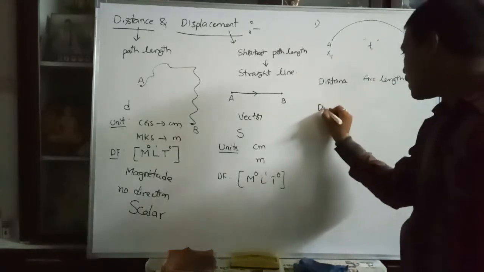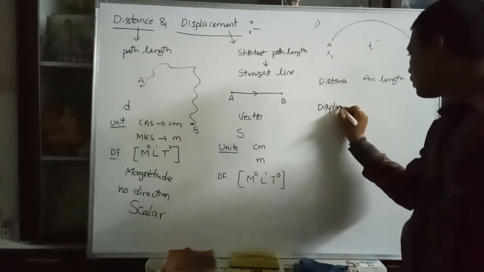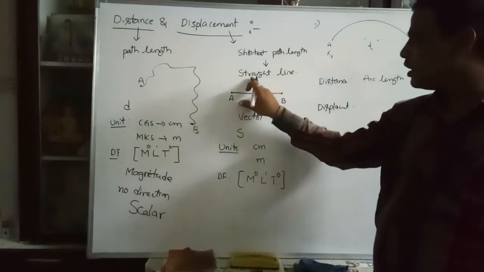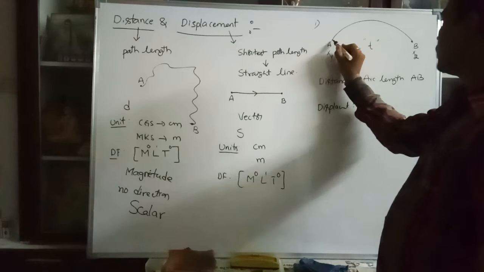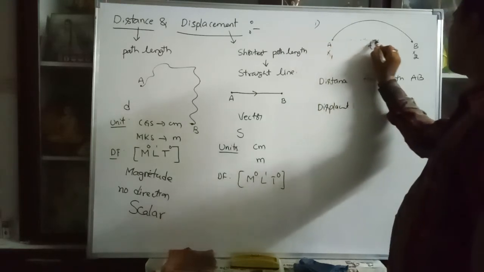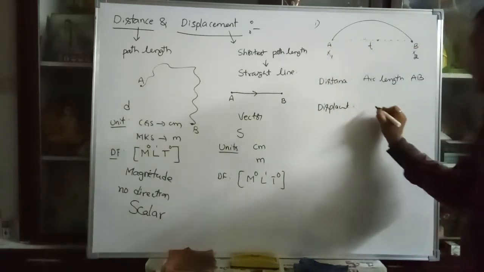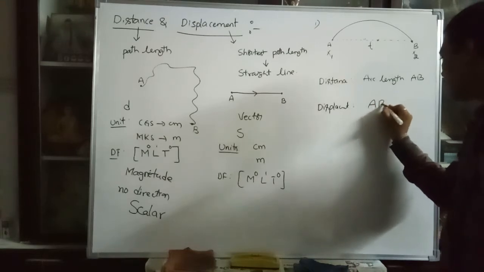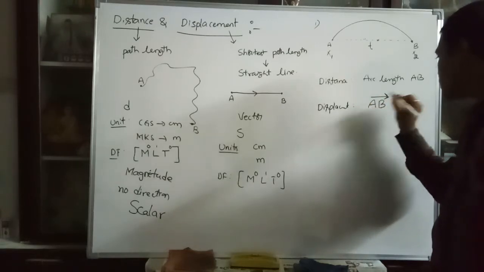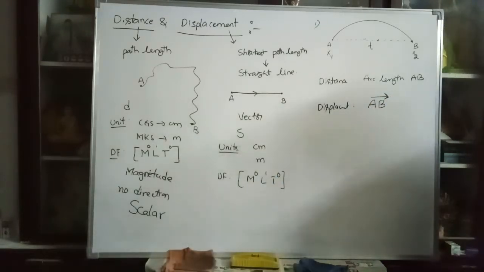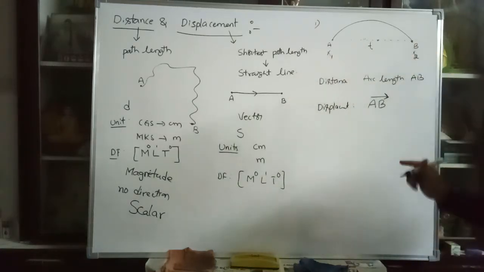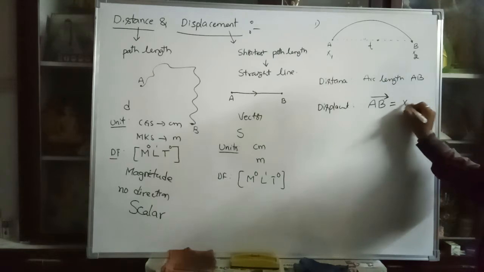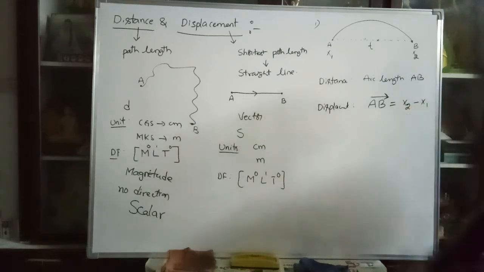What is displacement? Each and everyone knows displacement is the shortest path. The shortest path is nothing but a straight line. So you can draw one straight line from the initial point to the final point like this. So displacement is from A to B. It is a vector quantity, represented by AB bar. According to positions, the starting position is x1 and the ending position is x2. This AB bar can be represented by final position minus initial position. Displacement is a vector quantity, distance is a scalar quantity.